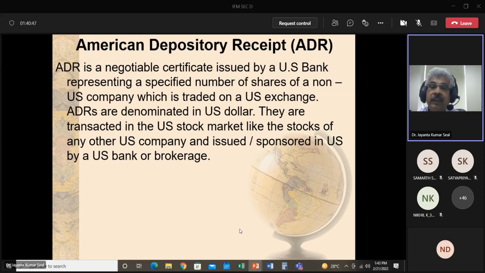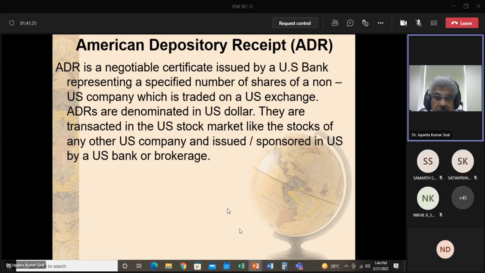So American depository receipts, you have heard about ADR. When an Indian company lists its shares in the American market, it is called ADR, American depository receipts. An ADR is a negotiable certificate issued by a US bank representing a specified number of shares of a non-US company, which is traded on an exchange in the US. ADRs are denominated in the US dollar. They are transacted in the US stock market like the stocks of any other US company and issued, sponsored, in the US by a US bank or brokerage. Okay, so that's about ADR.